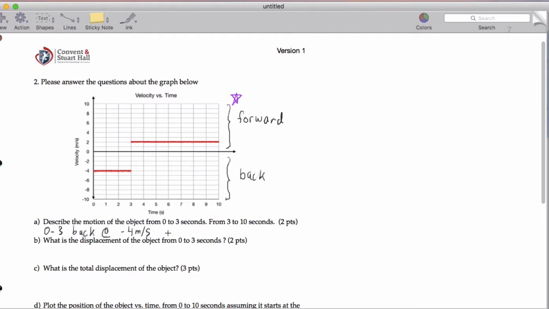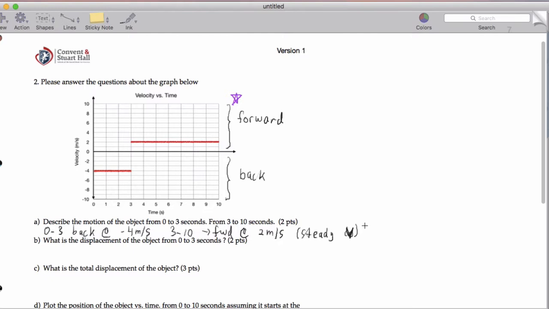Just the fact that it's backwards, and you know it's negative, but we're not going to worry about that. Just know that it's going backwards. Know that the size of the speed is 4 meters per second. And then from 3 to 10 seconds, we're going forward at 2 meters per second. And this is all steady or constant velocity.